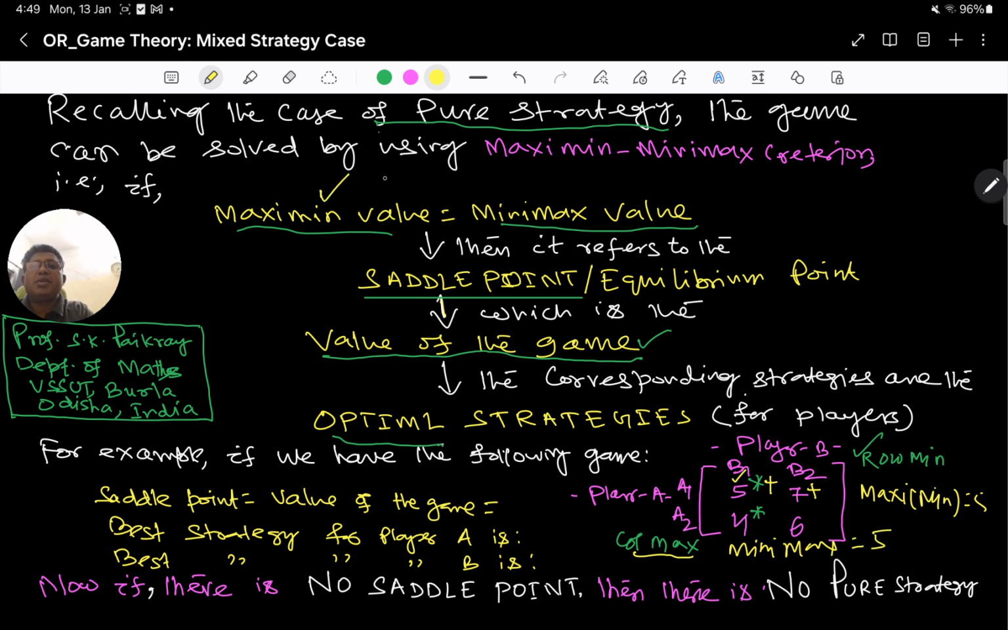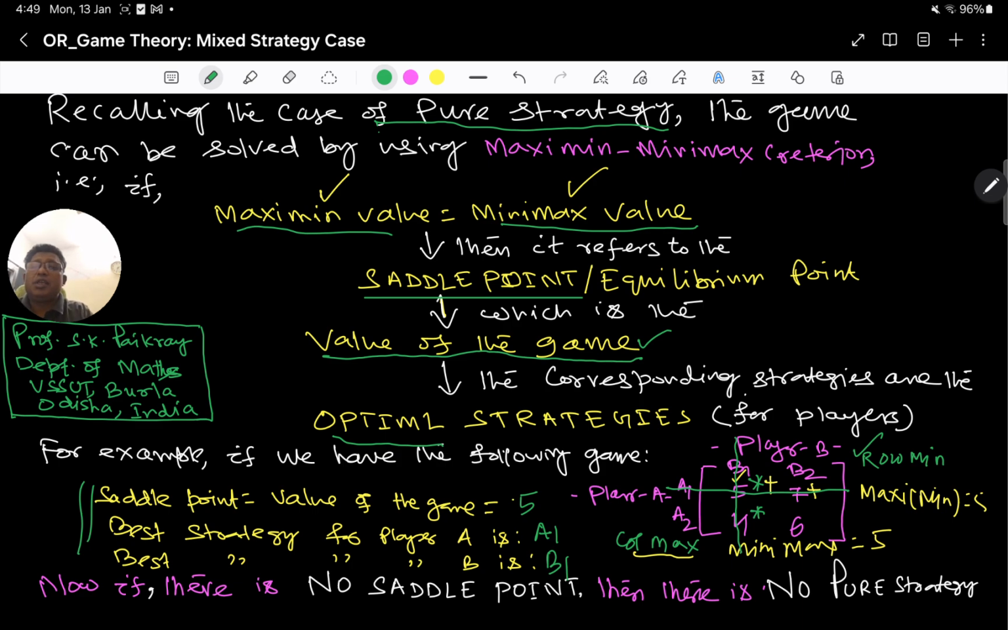As I have told you, if maximin is equal to minimax, then it is the saddle point and the value of the game. So the saddle point and the value of the game is here 5. Now corresponding to 5, the best strategy for B is B1, and the best strategy for A is A1. So this is the best strategy. This is how we solve the game if there is a saddle point.